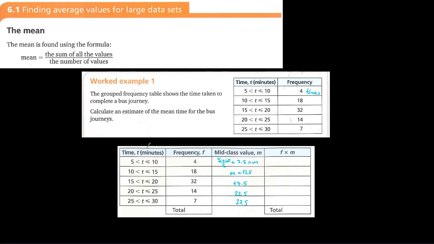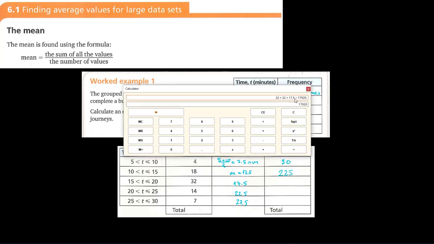Why do we need the mid-class value? Because if you want to find the total sum between these two, you should multiply with the frequency. 4 times 7.5 gives us the total sum of the time between 5 and 10, which is equal to 30. Then 18 times 12.5, by using the calculator. Then the total sum is going to be 30 plus.